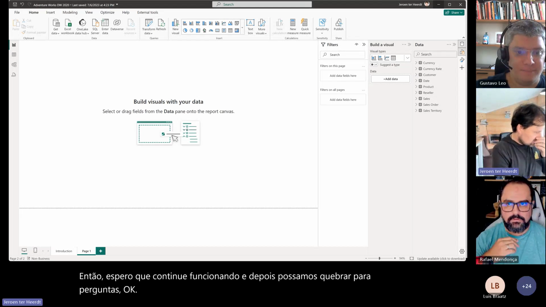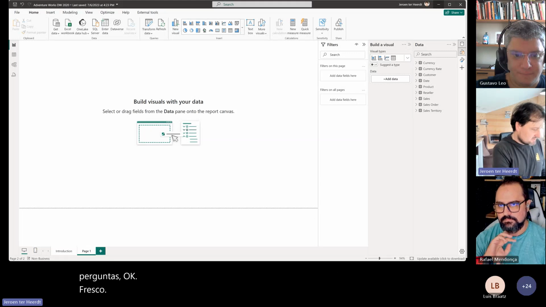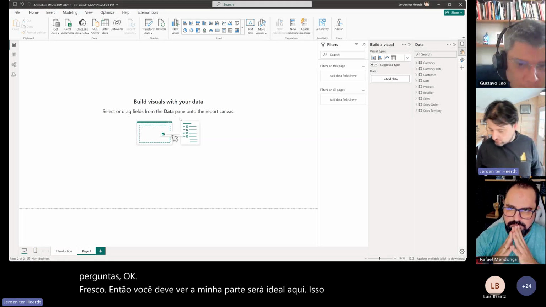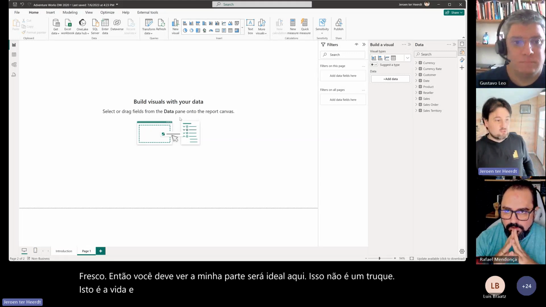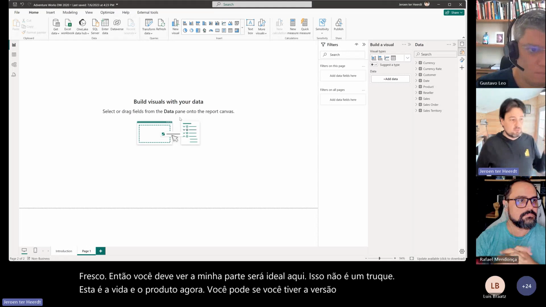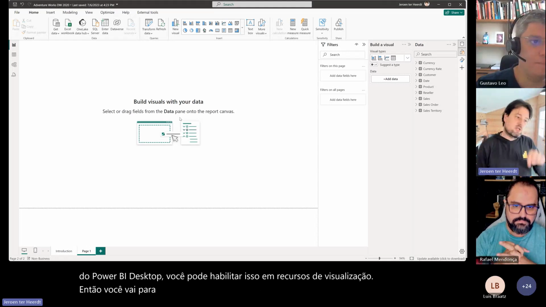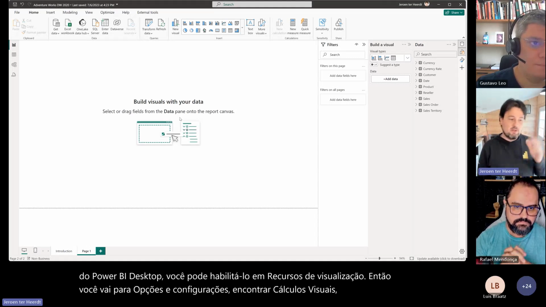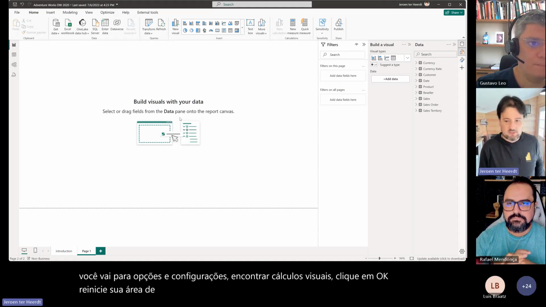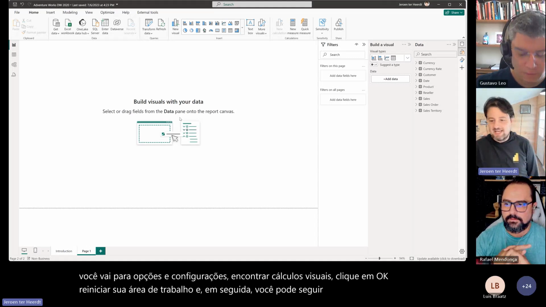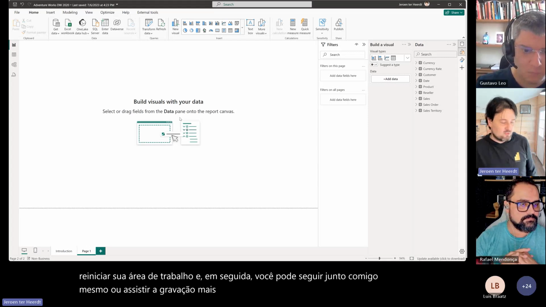Cool. So you should see my Power BI Desktop here. This is not a trick. This is live in the product right now. If you have the latest version of Power BI Desktop, you can enable this in preview features. Go to options and settings, find visual calculations, click OK, restart your desktop, and then you can follow along with me, or watch the recording later and try this for yourself.